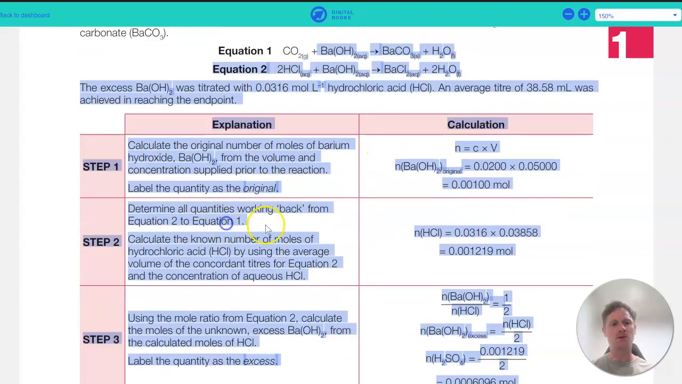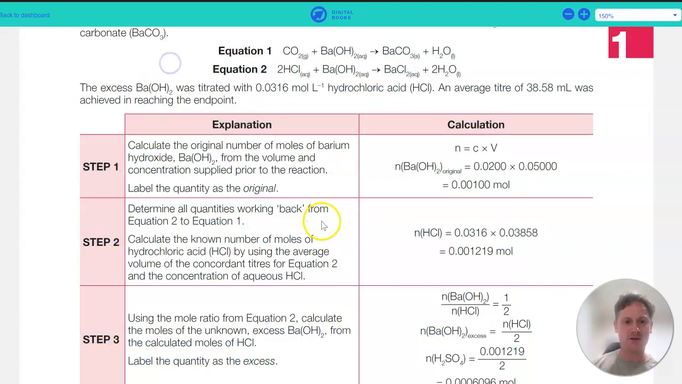Second, we'll determine the quantities working back from equation 2 to equation 1. So we calculate the known number of moles of hydrochloric acid by using the average volume of the concordant titers and the concentration of the aqueous HCl. So essentially we're working out the number of moles of HCl, which is the concentration of 0.0316 times the volume. Now remember, for a titer value, volume is usually in mL, but we need to convert that to litres. So that's going to be divided by 1,000. So we get this many moles here, okay?